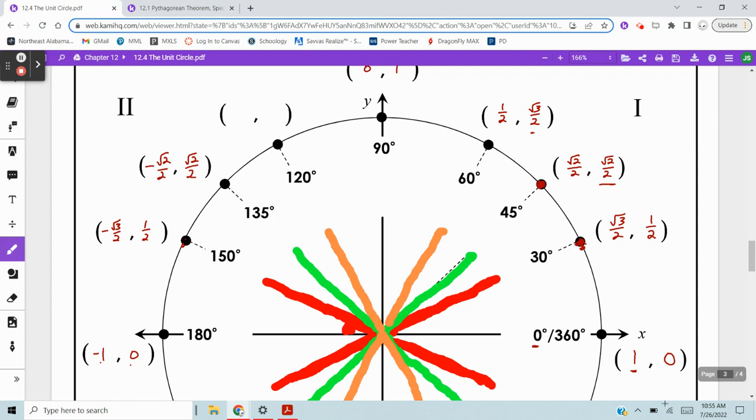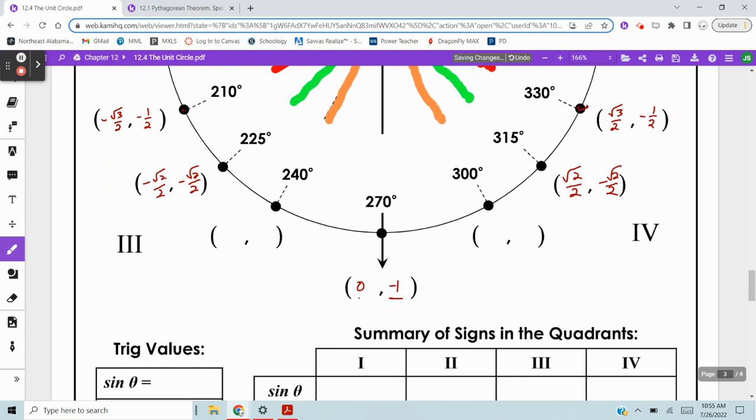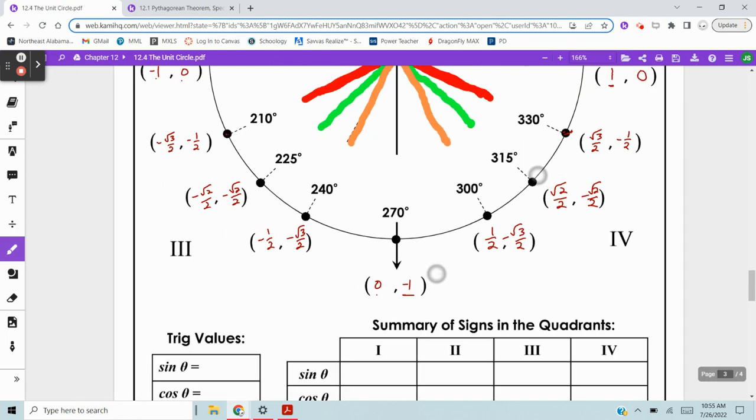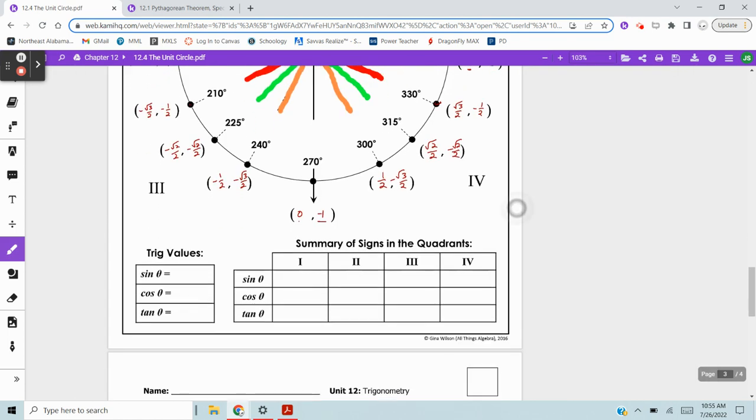So this would be left 1/2 and up root 3 over 2. Down here will be left 1/2 and down root 3 over 2. This will be right 1/2 and also down root 3 over 2. So now let's look at our chart down here at the bottom.